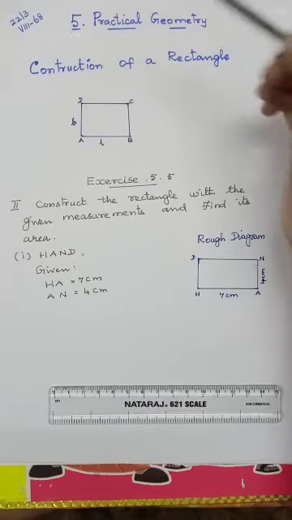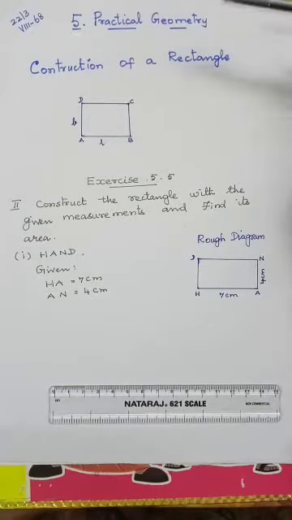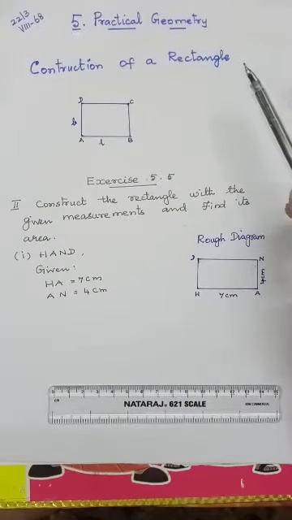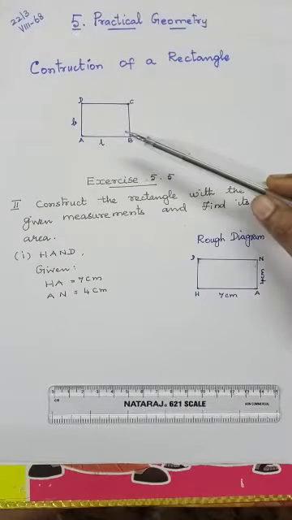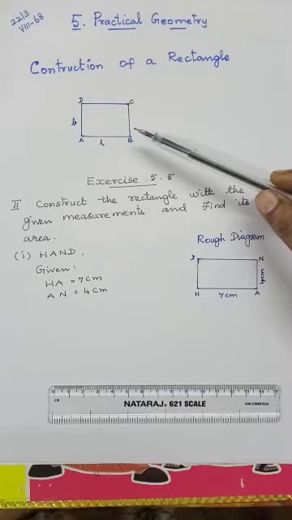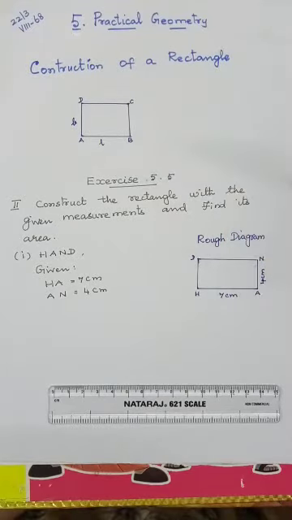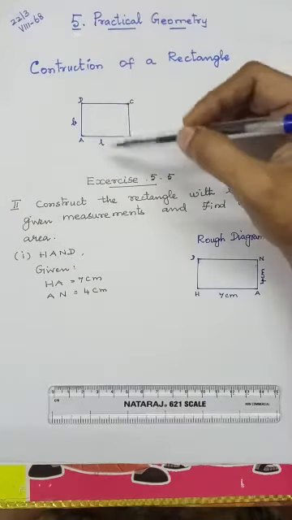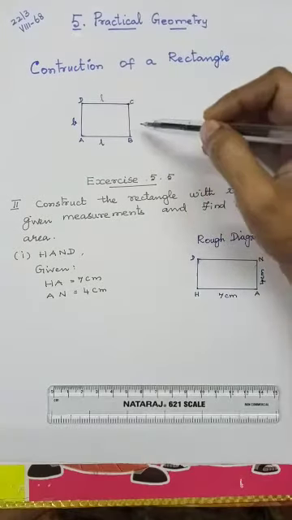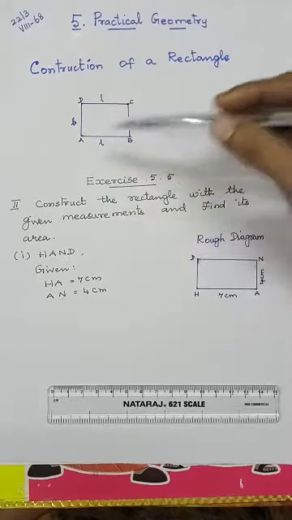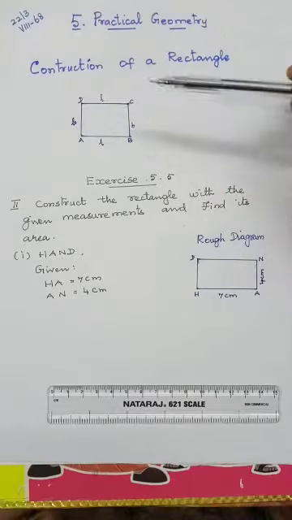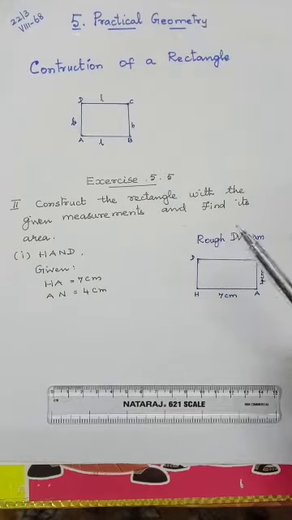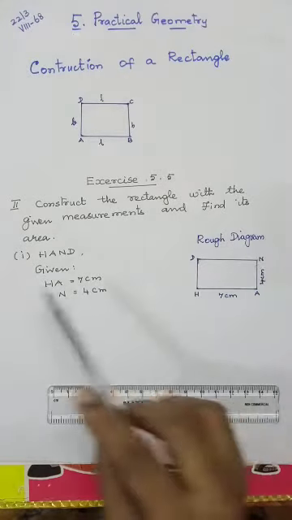Today we are going to see practical geometry, 5th chapter. In that we are going to see the construction of a rectangle. What are the sides in the rectangle? Length and breadth. And how many sides? 4 sides. The opposite sides are? Yes, equal. Opposite sides are equal. AB is equal to CD and BC is equal to AD. Then we shall move to exercise 5.5.